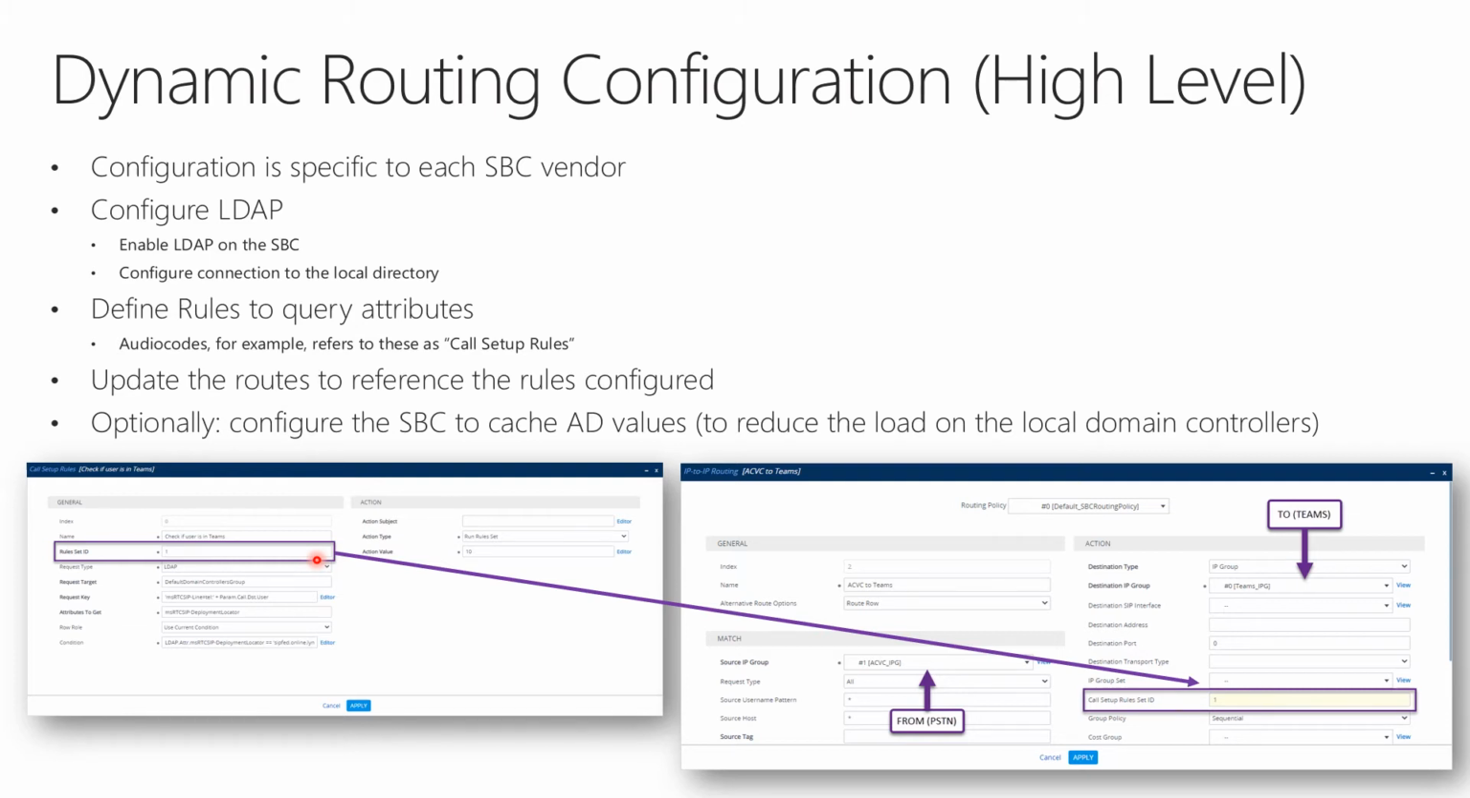Now, optionally, you can also configure the SBC to cache some of these attributes as well. So if you're constantly querying for attributes like MSRTCSIP-Line or MSRTCSIP-DeploymentLocator and so forth, this is an option for you to have those values cached so that you don't impact performance by having to query the local domain controllers all the time. Many of the SBCs have an option to allow you to cache certain AD attributes and values, and that can then help reduce the load on your local domain controllers.